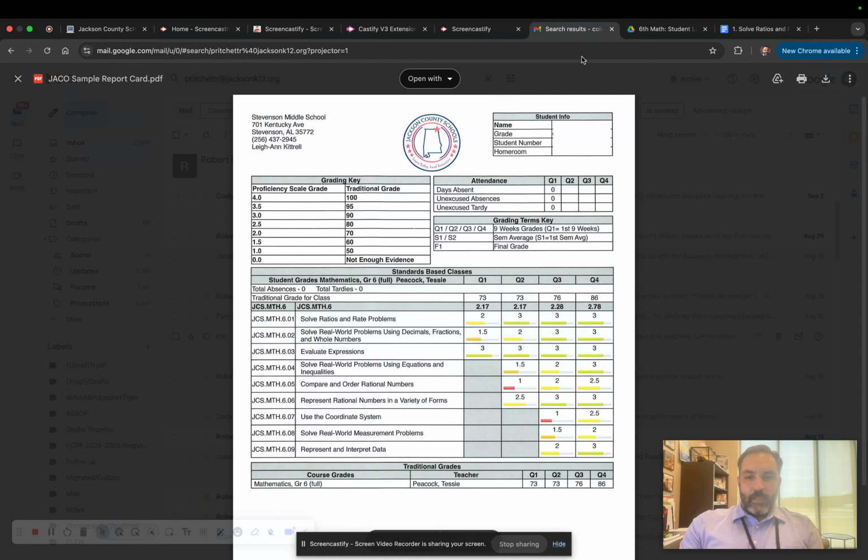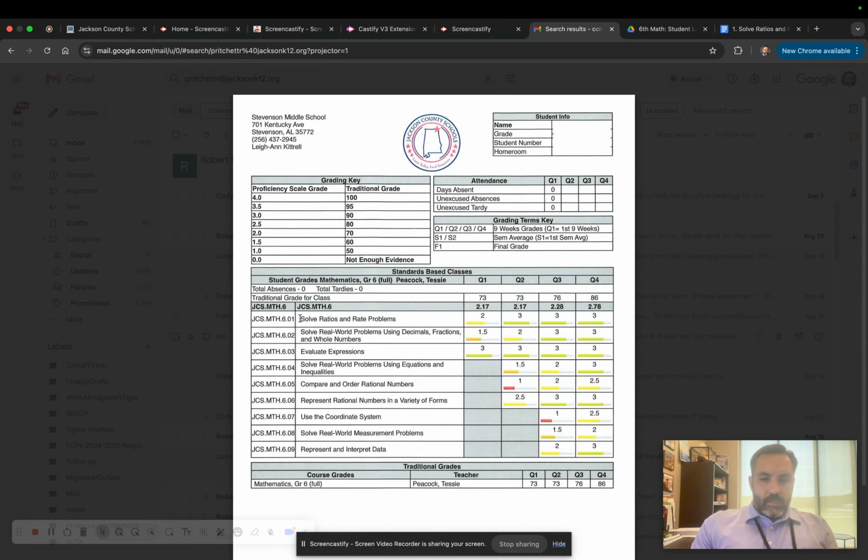Now, as we get to what the report card will look like, this is one that would be a sample for the entire year. We're pulling from a sixth grade class at Stevenson Middle School. This is just strictly a sample. We had to put something in a student's account and just see what that looks like. This is not reflective of actual grades of a student or anything like that.